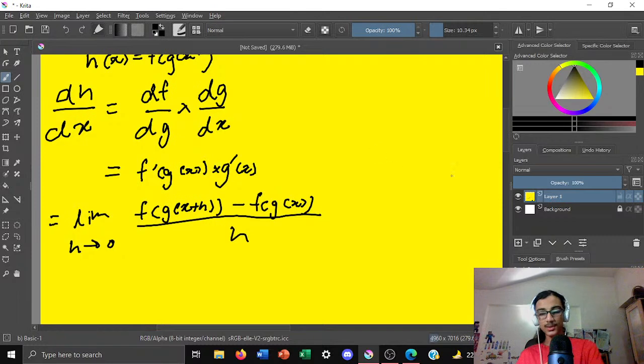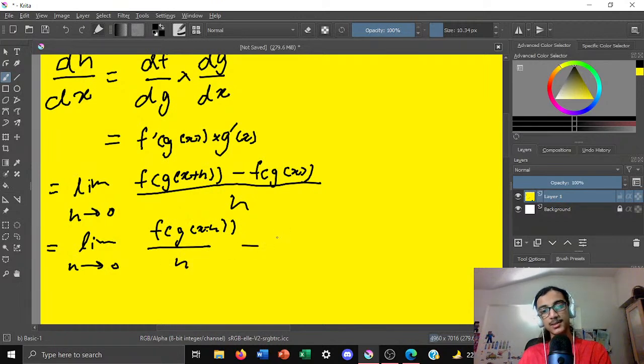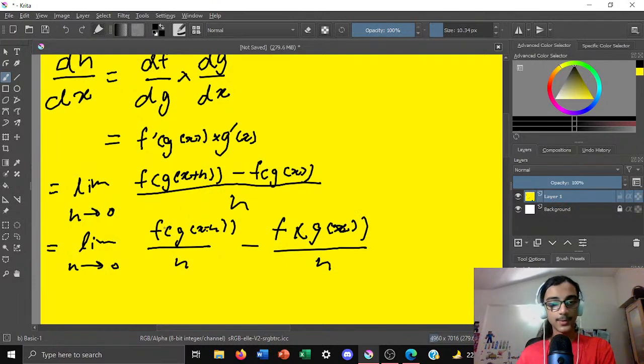Now, once again, we're going to split the fractions. So let's do that. Limit as h approaches 0 of f of g of x plus h divided by h minus f of g of x over h, right? And now what might trip you up here is looking at this from the proper perspective, right? You've got one function sort of nested inside another. How am I even supposed to take this derivative? It makes no sense, right?